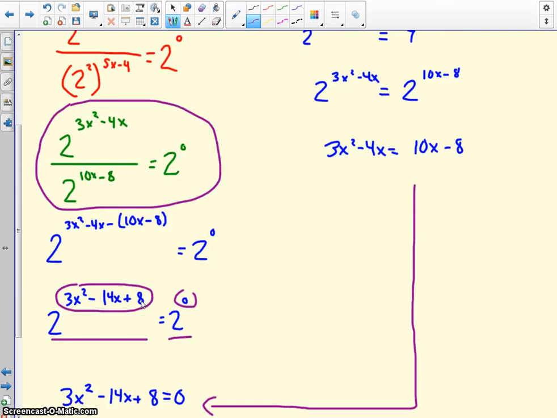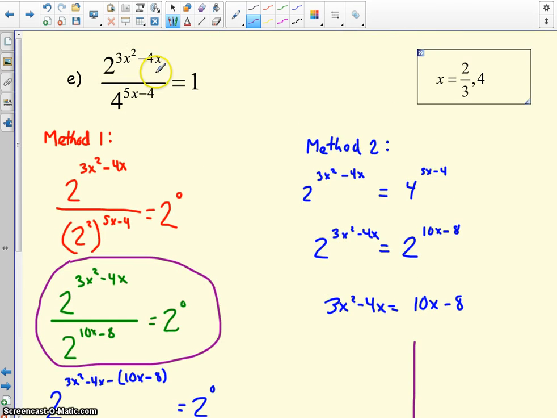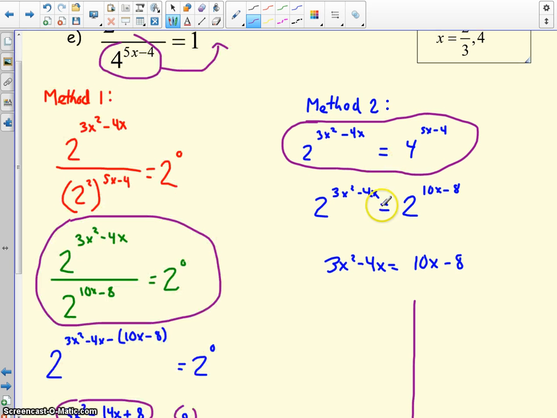One way you might have also approached it is, instead of expressing the right side as 2 to the exponent 0, you could have multiplied both sides of the equation by 4 to the exponent 5x minus 4, because multiplying by 1 doesn't actually change anything. So right off the bat, I wind up with something that looks like this. Then I can do exactly what I did with the denominator over here: express 4 as 2 squared, and use power of a power to simplify that into 2 to the exponent of 10x minus 8. So right from that point, I now have a single power on both sides.